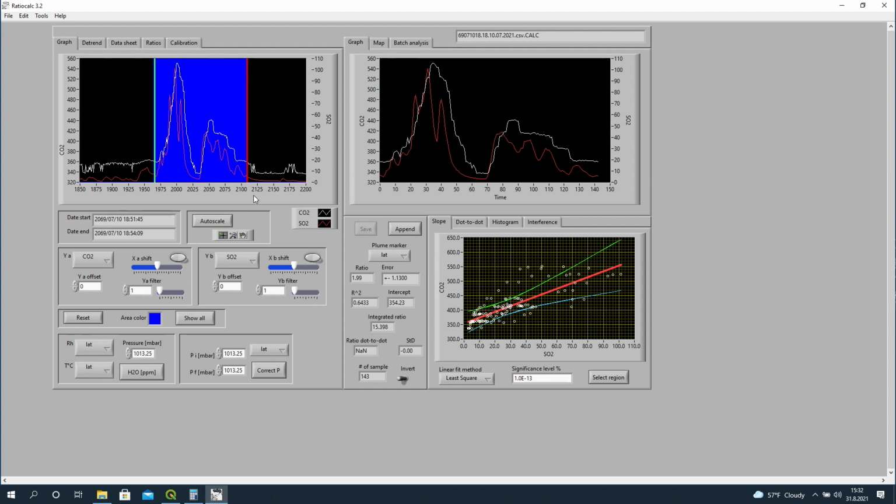And what we can see is that the white line, which is the CO2, could use some smoothing. It looks quite ragged. So let's see what happens as we apply a filter to it. So you see how this line is becoming smoother as we apply the filter. And you can see that the R squared value is also going up.